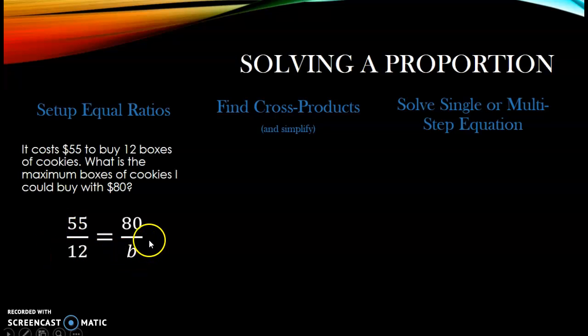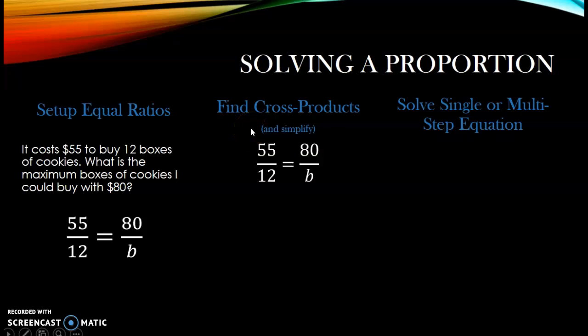And so in my other fraction, I'll have to put the money up top and the boxes on bottom because they have to match up with the first fraction that you write. If I had put 12 over 55, then on this side I would have had B over 80. Okay, so it would have worked both ways. But again, match up money with money, boxes with boxes.